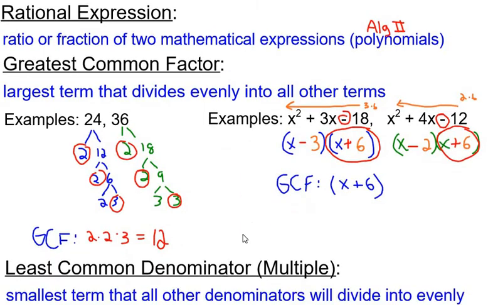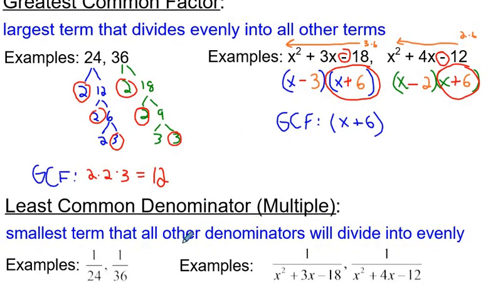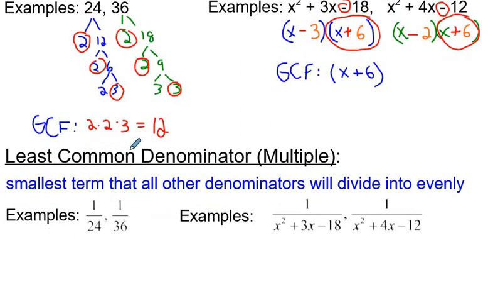So let's take a look at what a least common denominator is. Sometimes the least common denominator is called a least common multiple, by the way. And the least common denominator is the smallest term that all other denominators will divide evenly into. That's a pretty difficult concept to understand. So it's the smallest number that these denominators here will divide evenly into.